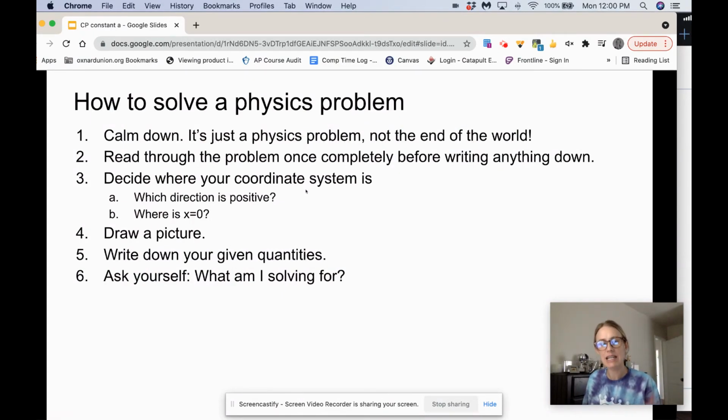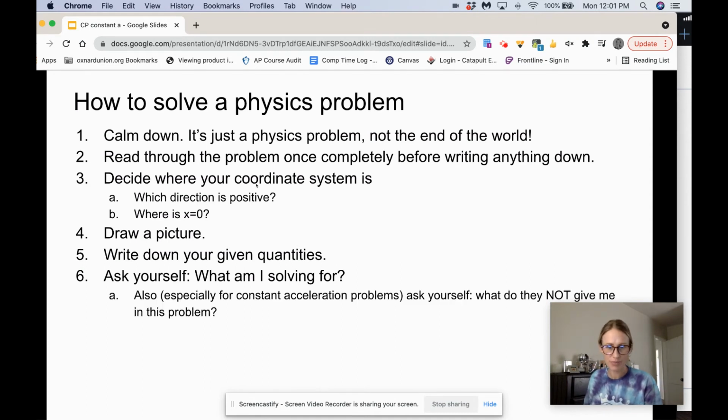Number six, and this kind of goes with number five, is you want to ask yourself, what am I solving for? So I like to not only write what I'm given, but I also write what I'm solving for. So if I'm solving for acceleration, I write a equals question mark, because that reminds me what I'm actually solving for here. Sometimes these problems are so convoluted that you just forget what you're actually even solving for. But when you have it written down, then you know exactly what you're solving for.